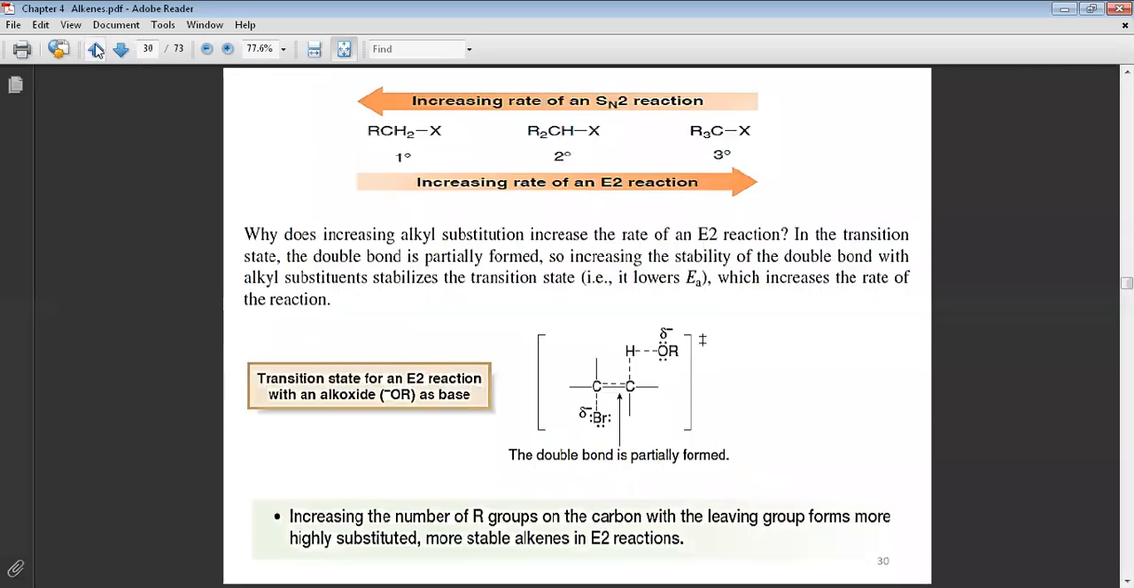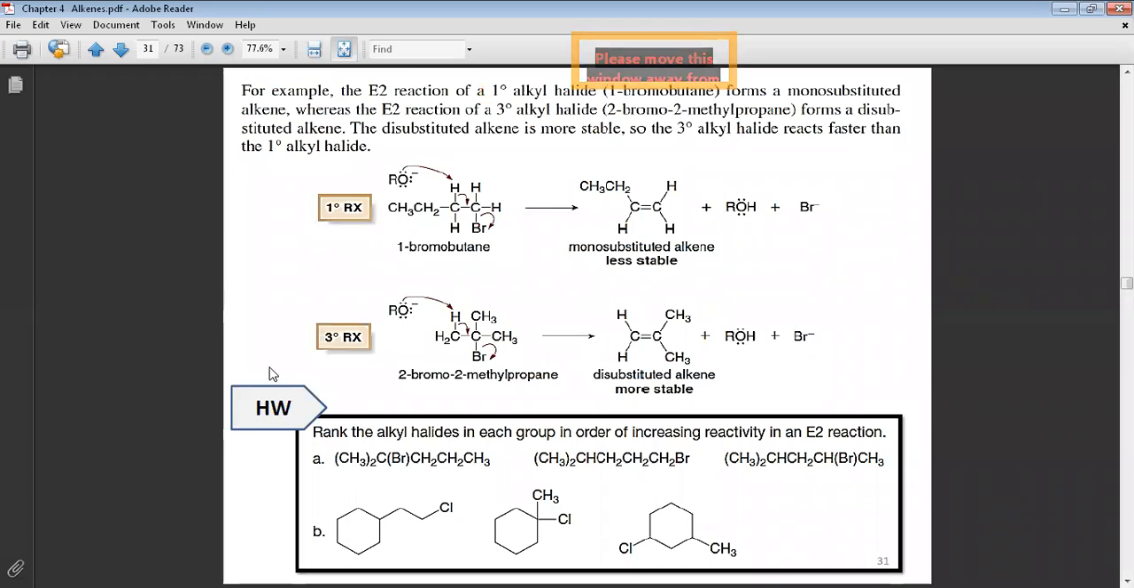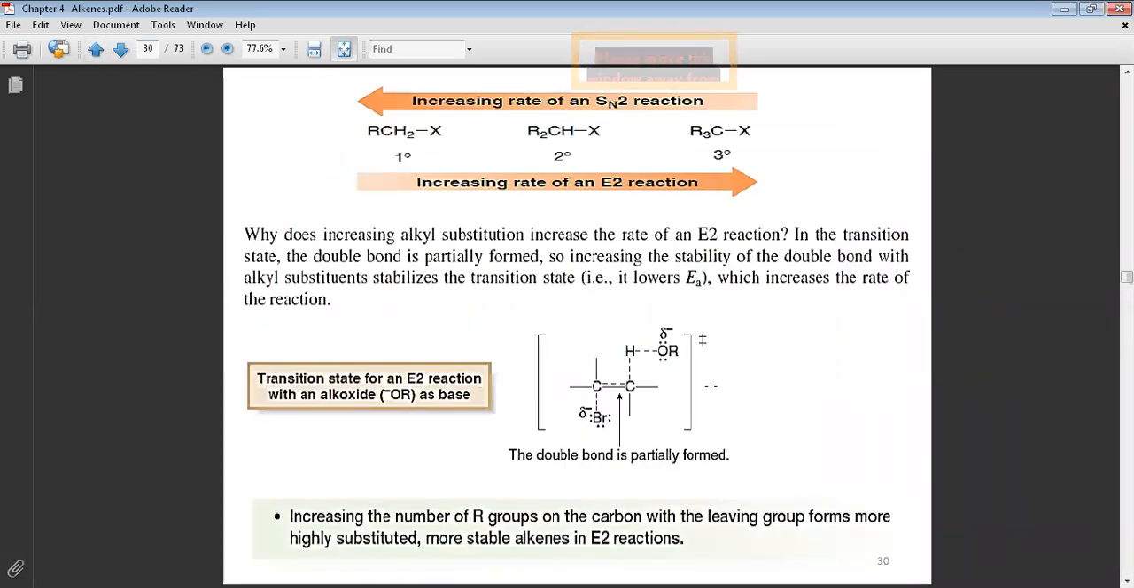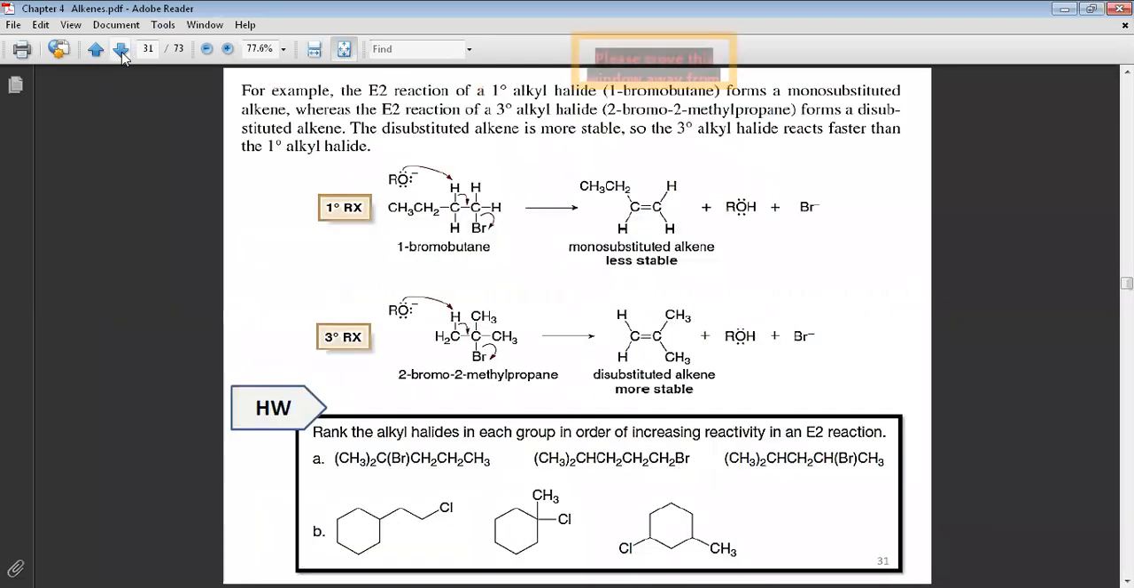I hope you understand this. It is also easy, but just think about the transition state, about the stability of the transition state. Now, he said here, for example, if you have this reaction, this 1-bromobutane and this 2-methylpropane. Look, this is the alkyl halide. This leaving group is bonded to a carbon that has 3 alkyl groups, but this halogen is bonded to a carbon that has just 1 alkyl group.